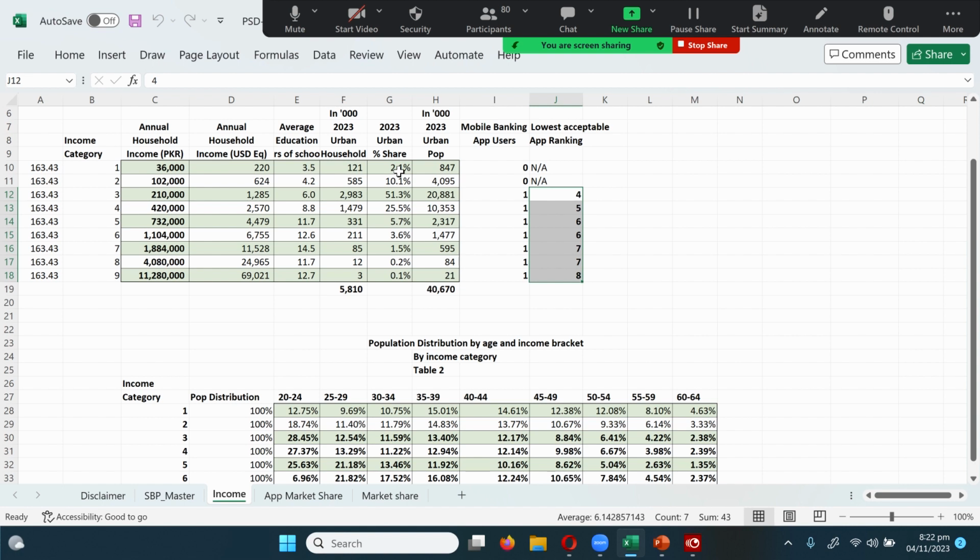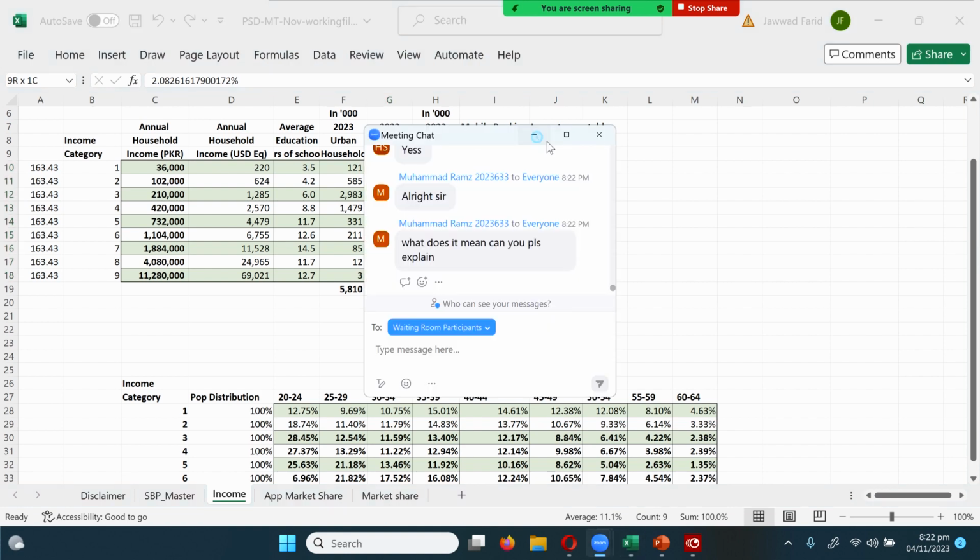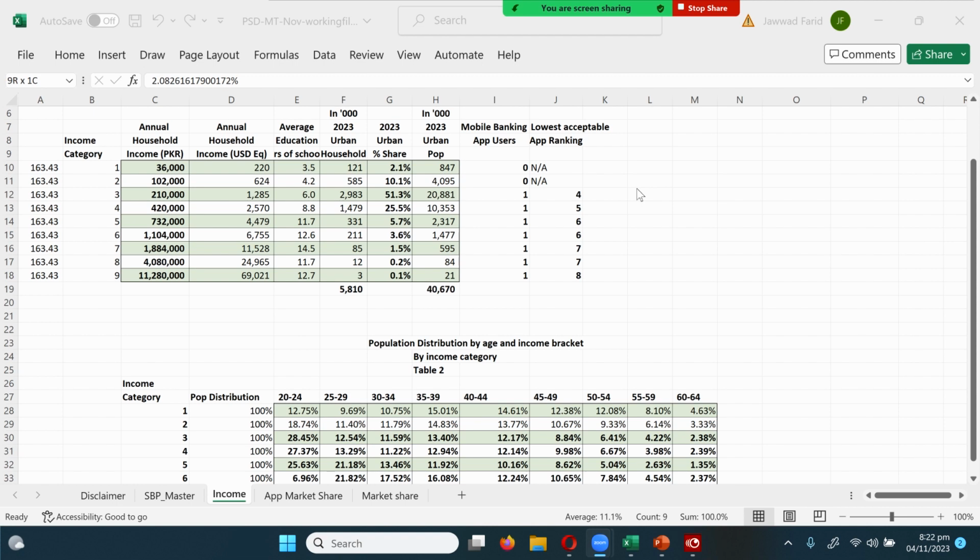Do you see this urban share 2023? It comes from here. This is where it's coming from. This is part of your data set. This means the share of the population that belongs to that income segment.